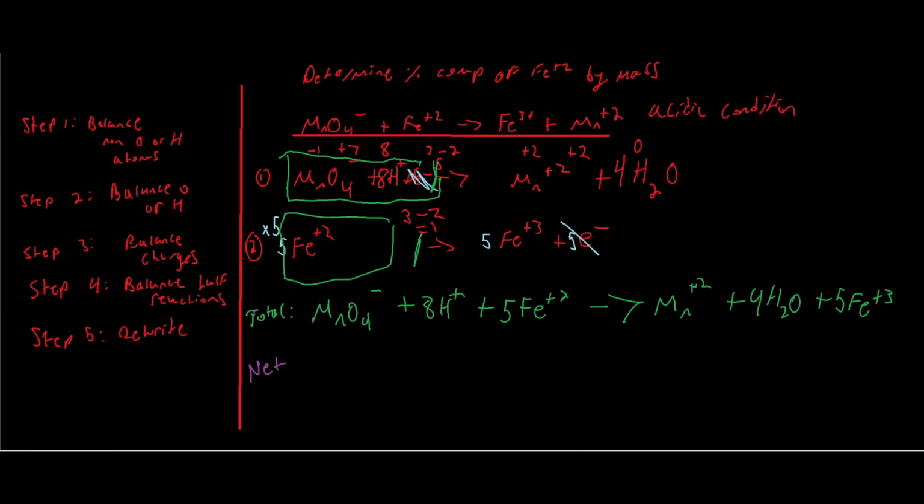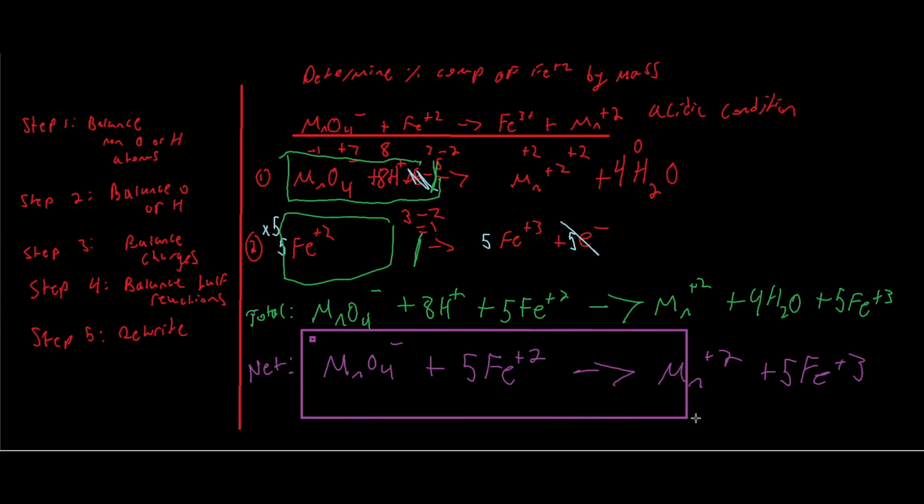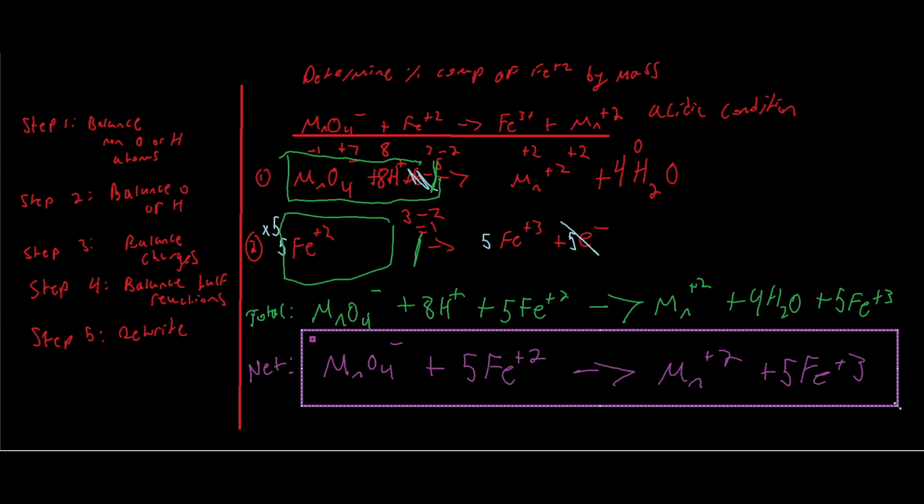But our net ionic equation is what is actually just reacting. And we're going to use these coefficients in the second part to determine our molar conversions. So in this case, we just want to look at what's actually reacting. So it's going to be MnO4 plus 5Fe+2 arrow Mn+2 plus 5Fe+3. This is our net ionic equation. This will be used in part 2 of part C.